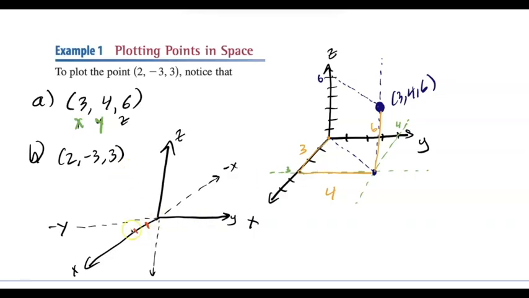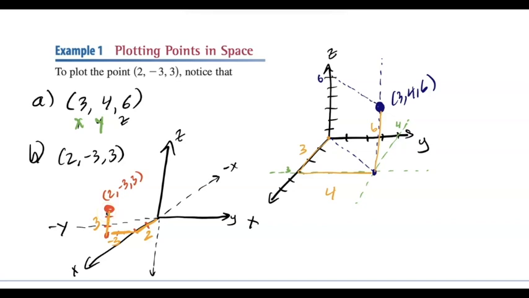Y usually goes this way. From this spot, we want to go back 3. 1, 2, 3. It's like right there-ish. 2 on my X, negative 3 on my Y. Then I've got to go up 3 in my Z. 1, 2, 3. Right there, about. That's where that point is. So we went 2 in my X, then back 3 in my Y, and went up 3 in my Z. So you get a point about right there.